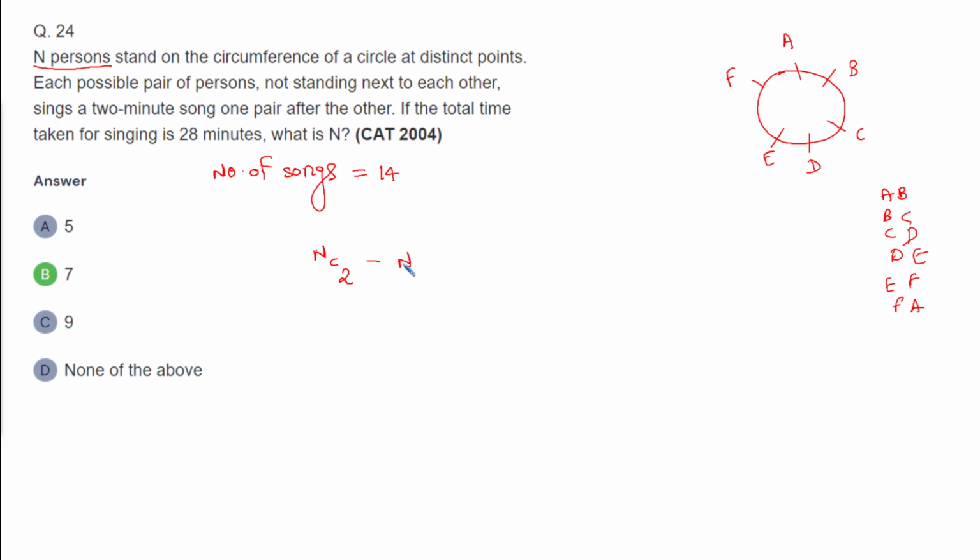And the value of this subtraction is equal to 14. So let's solve this. nC2 minus n is equal to 14. You can take the help of options as well. Let's check option A. 5C2 minus 5 is equal to 10 minus 5. The value is not 14. If you check option B, 7C2 minus 7. 7C2 is equal to 7 into 6 divided by 2, 7 into 3, 21 minus 7, 14. Yes. So option B is the correct answer over here.